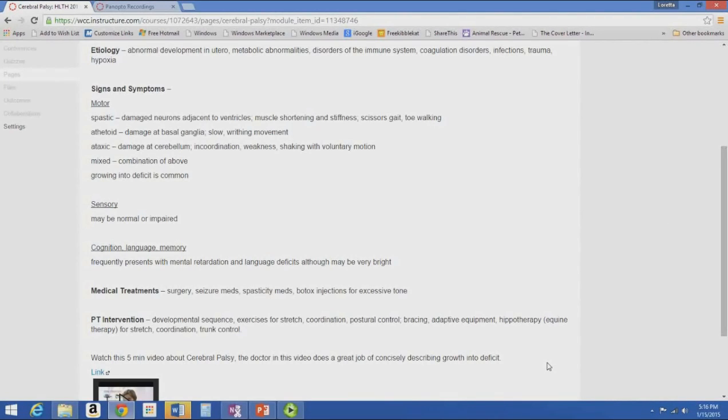So for PT intervention, when they talk about developmental sequence, you'll do more of this in neuro rehab, but wherever that child is in their sequence, you're working on motor skills associated with that. Exercises for stretching, coordination, postural control, gait training, bracing and adaptive equipment, hippotherapy, which is the equine therapy for stretching those tight adductors, and for coordination and trunk control.